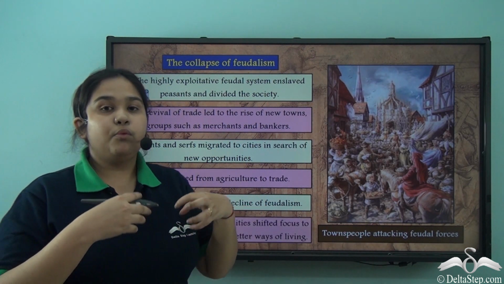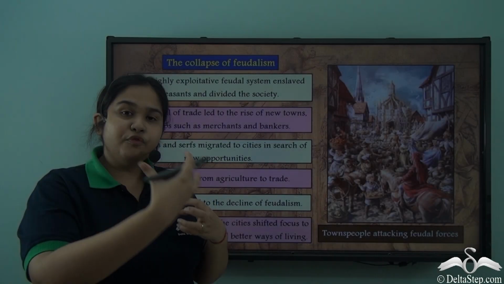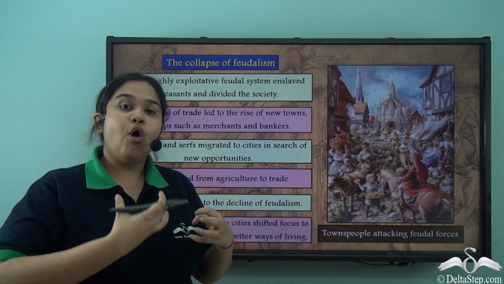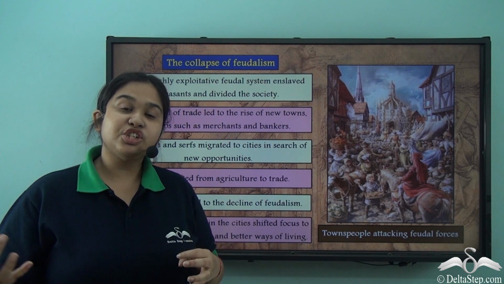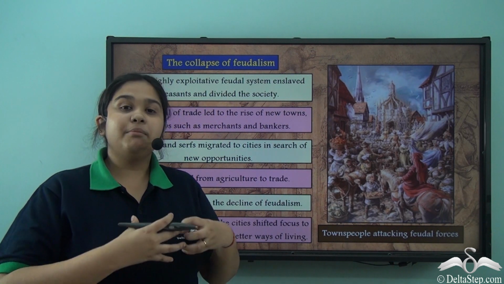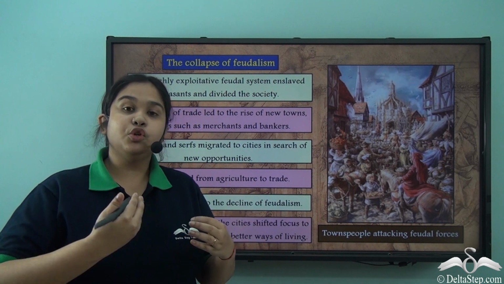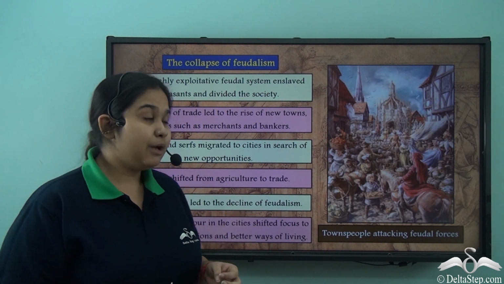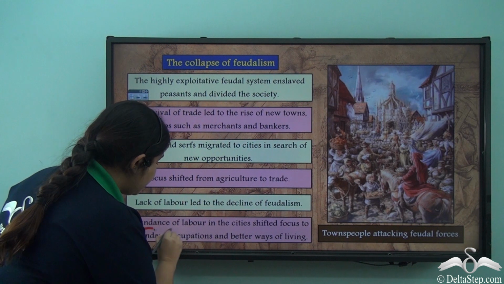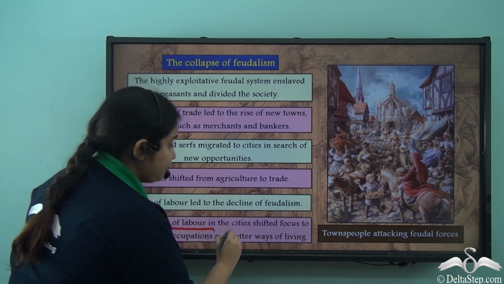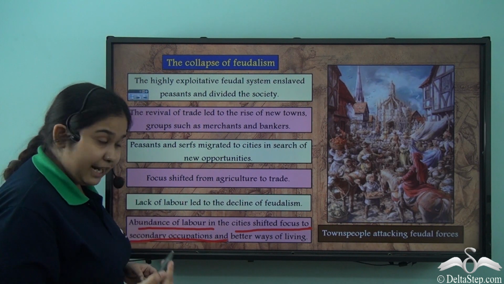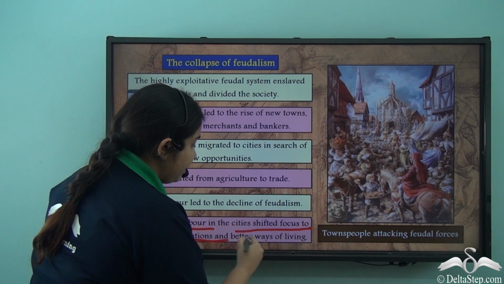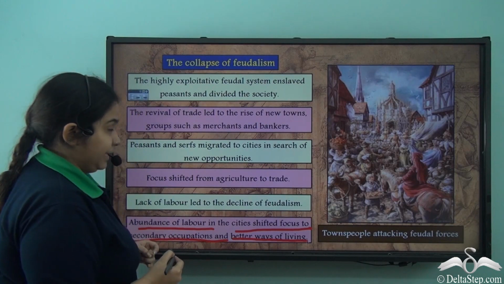Now, when these people are moving to the cities, they are automatically turning to secondary occupations like that of trade, that is gaining importance at this point of time. So we see that abundance of labor in the cities shifted the focus to secondary occupations like that of trade, and also gave them better ways of living.